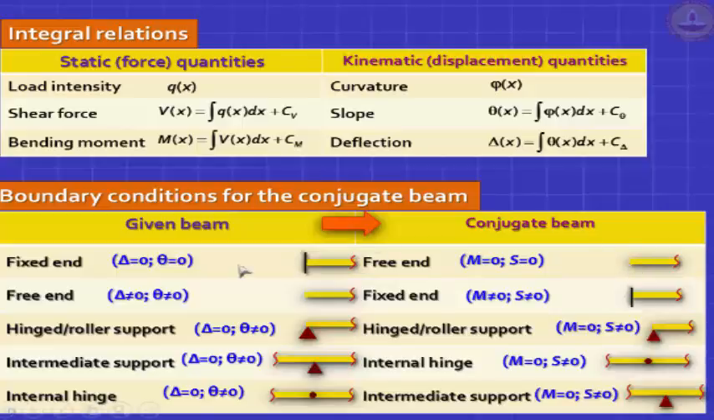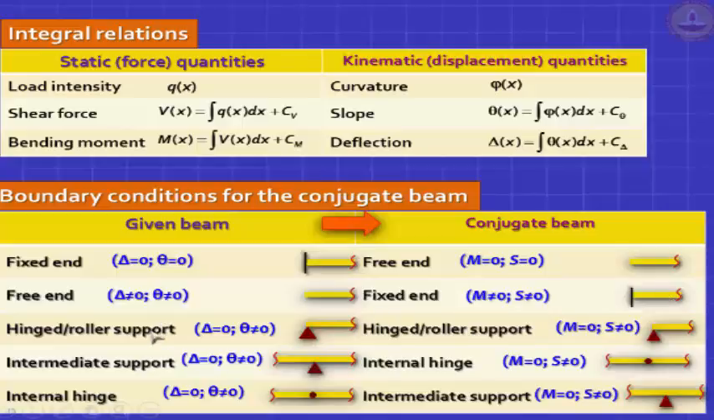Fixed end becomes free. Free end similarly becomes fixed. Because these two quantities have to be non-zero. That means you should always have a non-zero bending moment and shear force guaranteed when you have a fixed end. So the fixed end becomes free, free end becomes fixed. Ulta. Very easy to remember.